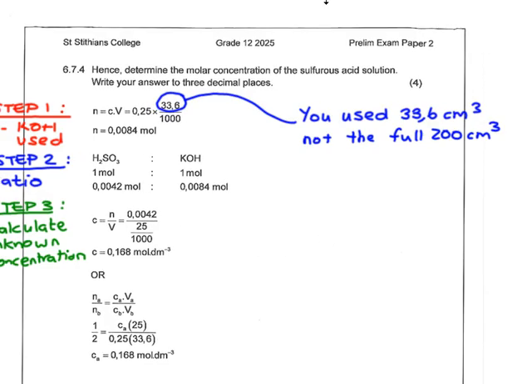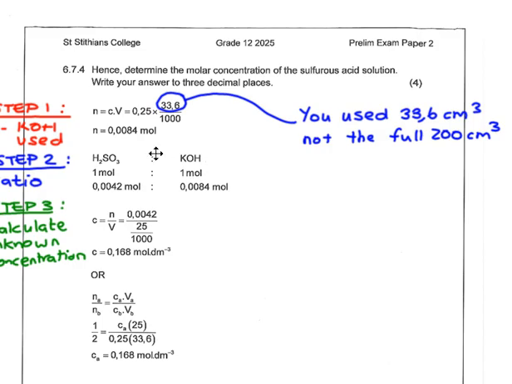So now, to determine the unknown concentration, step one in the stoichiometry is you work out the number of moles of the standard solution. Because we are working out the number of moles used, we didn't use the whole bottle. So we know the concentration is 0.25. We know we use 33.6 centimeters cubed, so we divide by 1,000 to make it decimeters cubed. So we only used 0.0084 mole of the KOH solution.